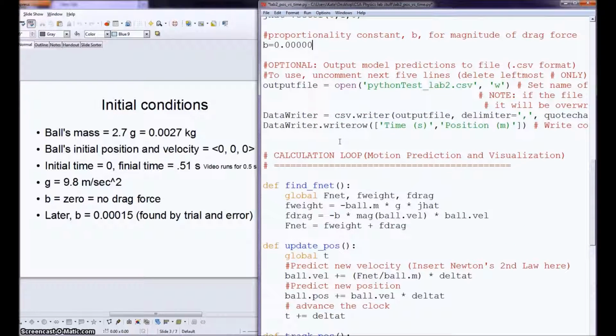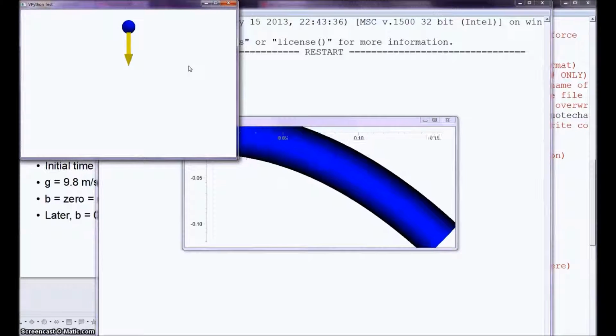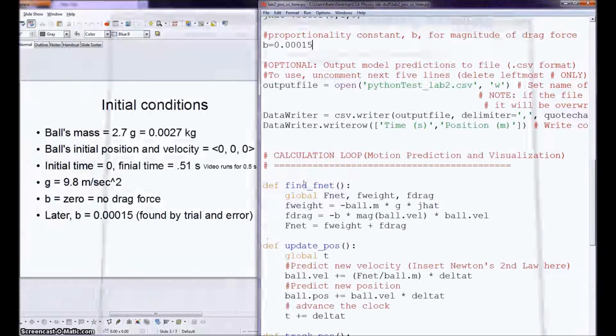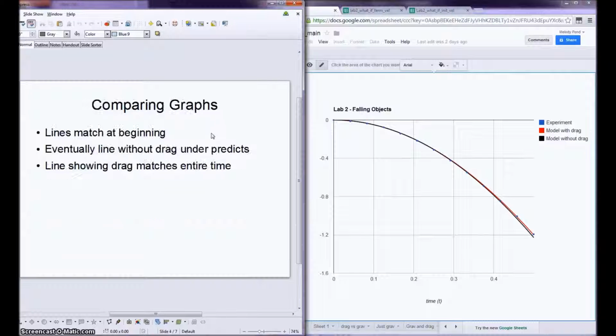To include drag, I will change b to the value that I found earlier makes the model best suit my data, and run the model again. We don't actually see anything different, though, because the drag force is so small that its arrow is not actually included in this model. However, if we look at a comparison between all three sets of data, we see that there is a difference. This graph compares the experimental data to the data from both runs of the model.